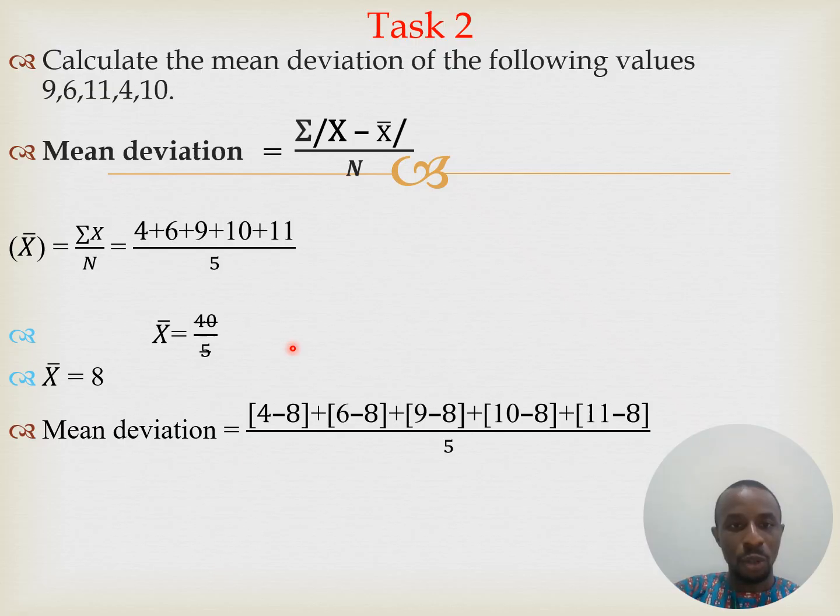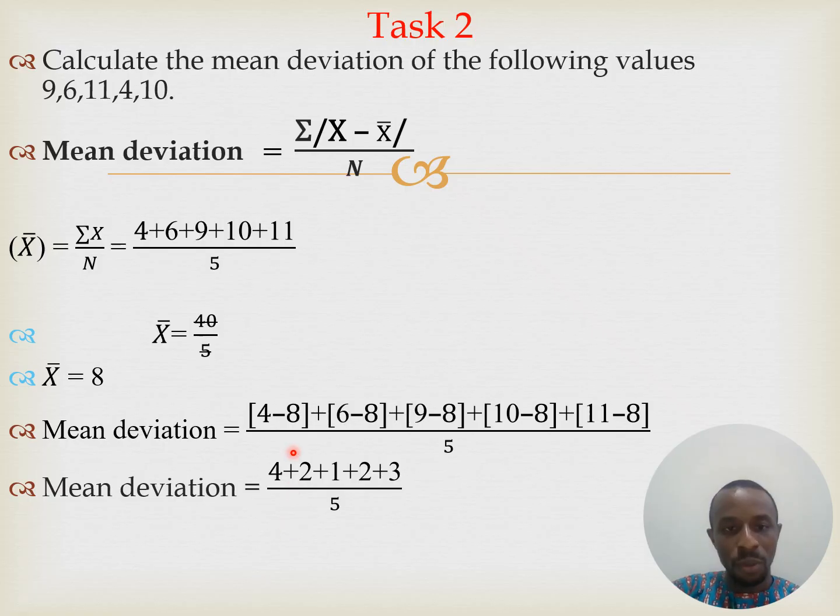Now for the mean deviation, we pick each of these numbers one by one. 4 minus 8, that's the arithmetic mean, plus open bracket 6 minus 8, 9 minus 8, 10 minus 8, and plus 11 minus 8. Take note, this is mean absolute deviation, so we are going to take the absolute value. We disregard the negative sign here. 4 minus 8 is minus 4, but if you take the absolute value of minus 4, it will be plus 4.